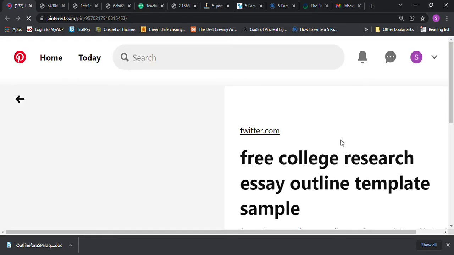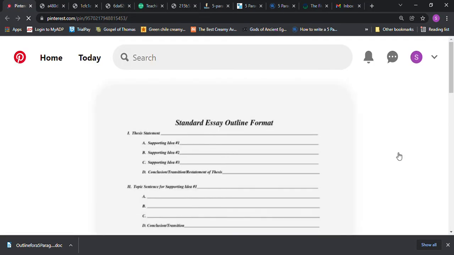And this I found on Pinterest. Hopefully it shows up. With all these tabs open, sometimes it's... And it says it's a free college. So, standard essay outline format. So you can probably barely see this.